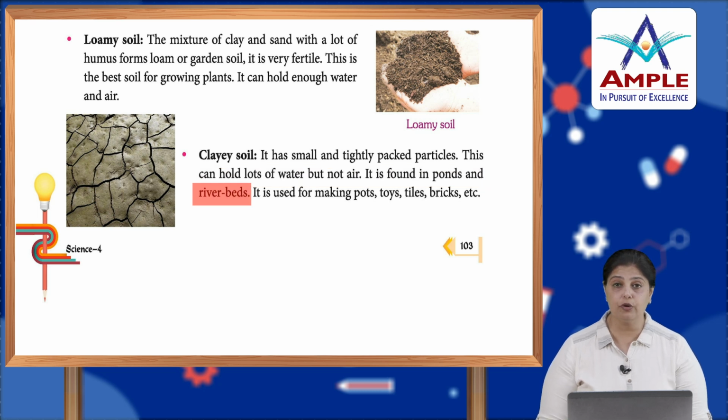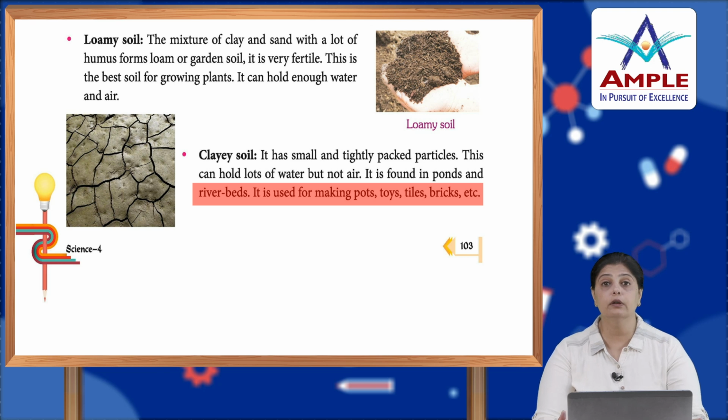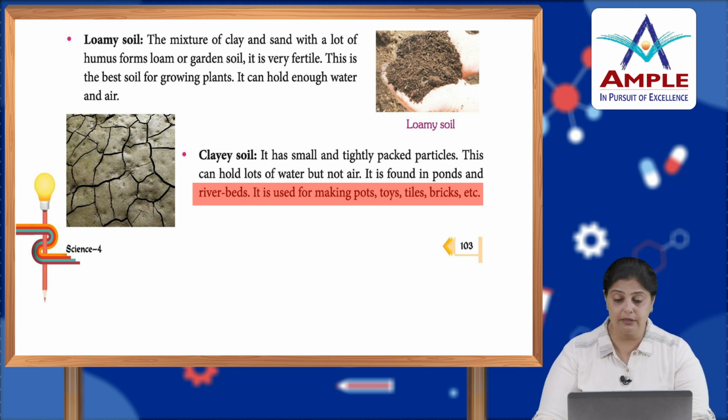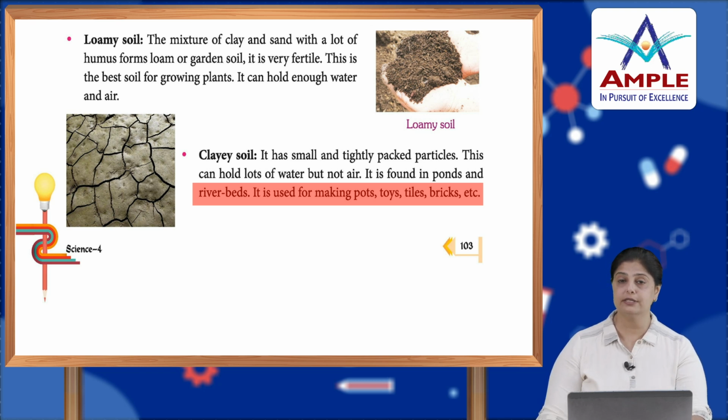This type of soil, clayey soil, we use it for making what? Pots, toys, tiles, bricks and so on. You cannot grow plants in this soil because it does not have air, which is another factor for the growth of plants. But we can use it to make pots, toys, tiles, bricks, etc.